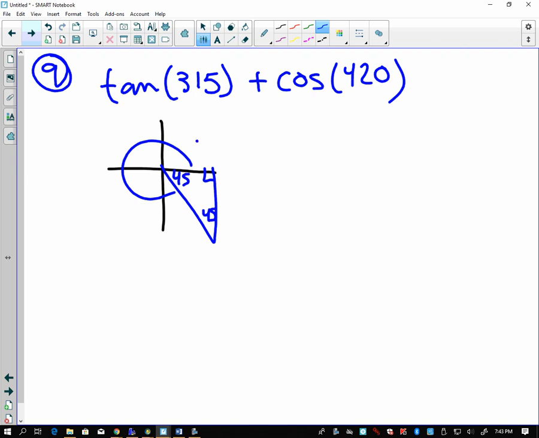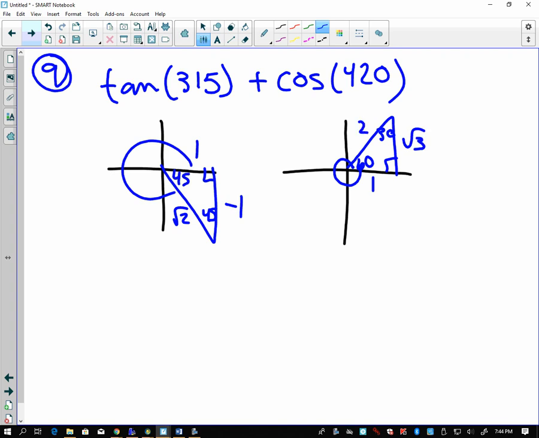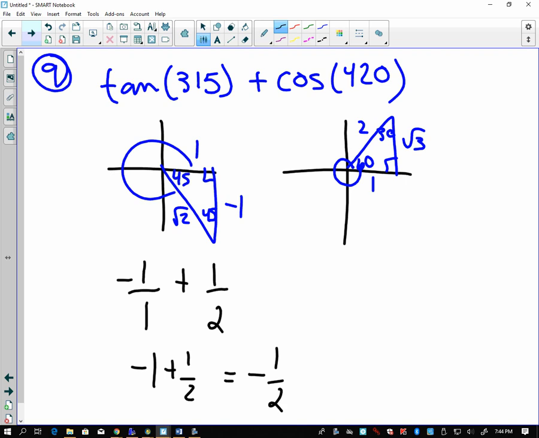Okay, so this is going to be 1, negative 1, radical 2. Over here, 420 degrees. I'm going to take 420, subtract 360, find out how far past it goes. It goes past 60 degrees. So basically what we're saying is that it goes 60 degrees past, so 30, 60, 90, 1, radical 3, and 2. Now we look at our ratios. Tangent from my reference angle is opposite over adjacent. So negative 1 over 1 plus cosine is adjacent over hypotenuse plus 1/2. So negative 1 plus 1/2 is going to be negative 1/2. Let's check our answer there. Number 9, negative 1/2 is my answer. I can plug that in my calculator if I want to check, but that's the work I want to see.